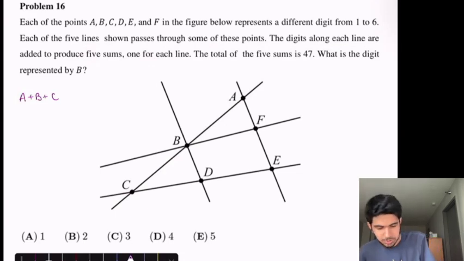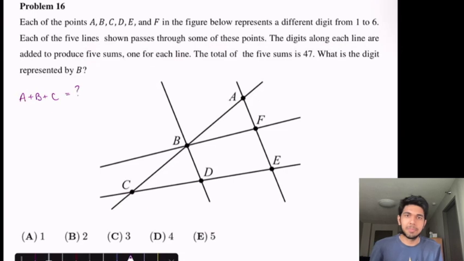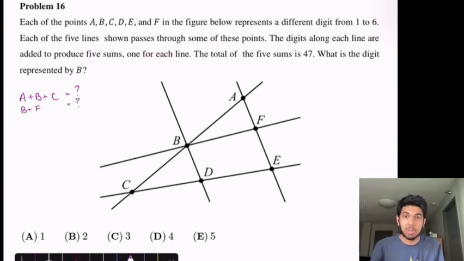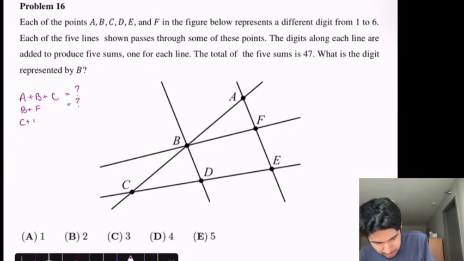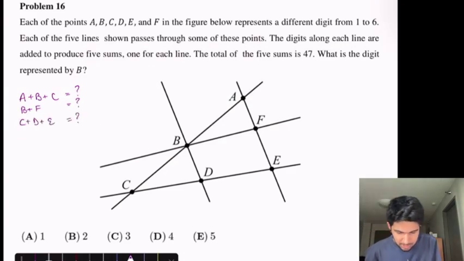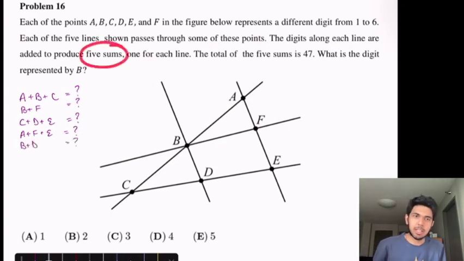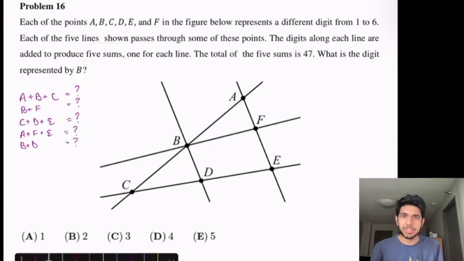We don't know what it's equal to. I'll just say it's equal to question mark. But that's one sum. And then we can take another sum. So let's take this line, for example. That passes through B and F. So B plus F equals some other question mark. And we can do this for all 5 lines. So let's do that. There's also C plus D plus E equals question mark. There's A plus F plus E equals question mark. And there's B plus D equals question mark. So these are the 5 sums that were mentioned in the problem, one for each line.